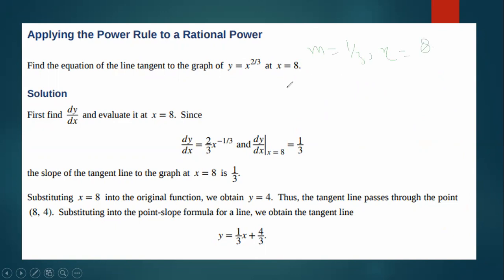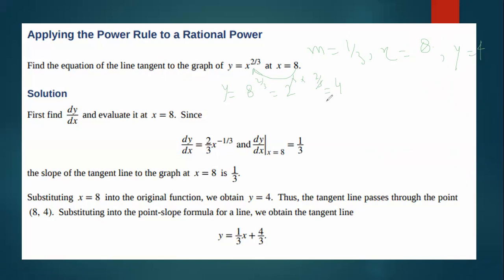So I will write it as, another thing is, when I put the value of x as 8 here, y will be 8 to the power 2 upon 3, that is 2 cubed to the power 2 upon 3. This cube will cancel out, so the answer will be 2 square, that is 4. So at x equals 8, y equals 4.